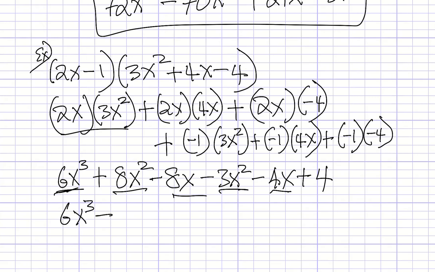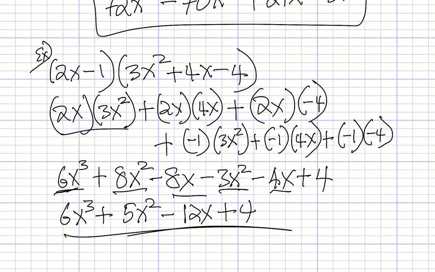6x cubed. Let me see. We'll combine those two, we get 5x squared. And then the other one is negative, what is that? 12x plus 4. See it, right? Okay, that's what I got there, man. I have to check it, see if I left something behind. I think we didn't leave anything behind. I think we did okay. Yeah, we didn't leave anything behind today.